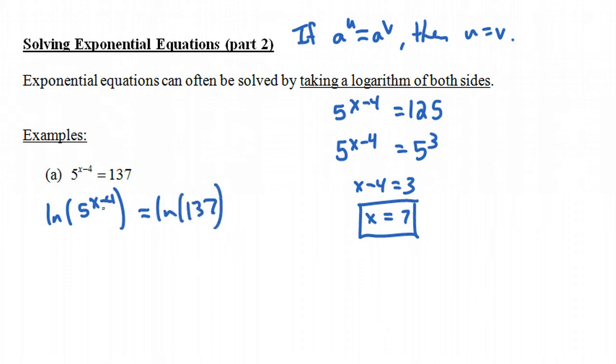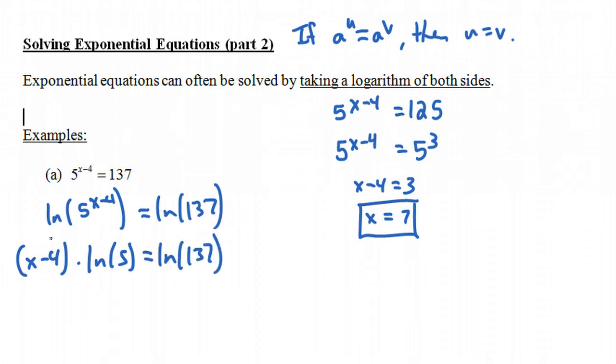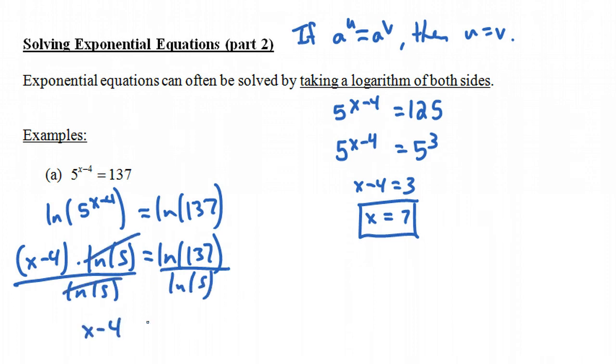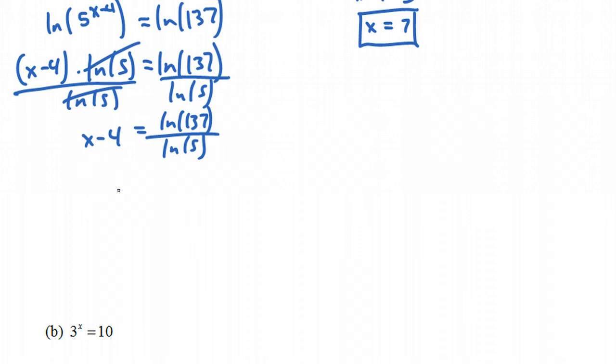Now we can use the power property of logarithms to bring this x minus 4 out front. And what we have is that x minus 4 times natural log of 5 is equal to natural log of 137. And so we want to solve this for x. We have x minus 4 times natural log of 5. So to get rid of that natural log of 5, we will now divide both sides by it. And we end up with x minus 4 is equal to natural log of 137 over natural log of 5. If we add 4 to both sides, what we end up with is x equals natural log of 137 over natural log of 5 plus 4.